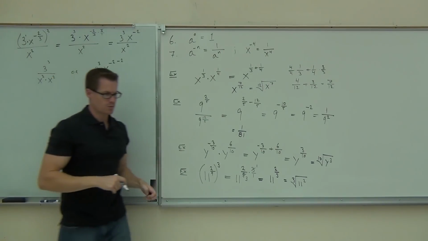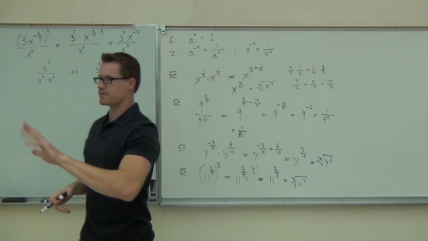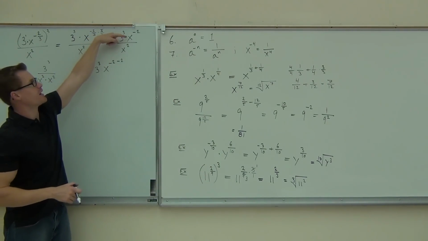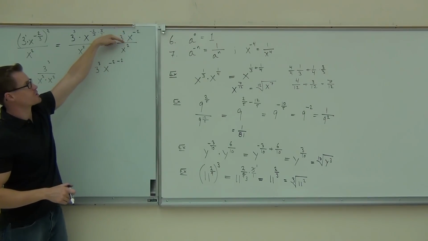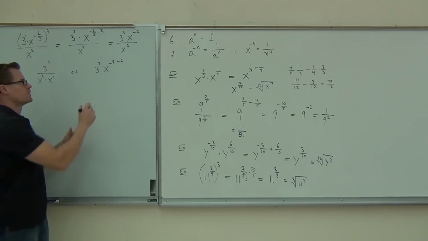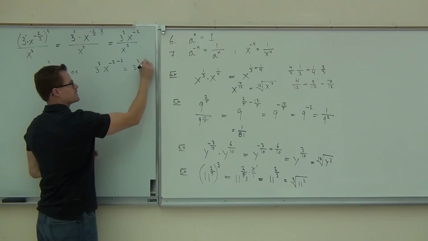What was that rule? That's rule number 5, you're right. That'd be rule number 5. It said you have common bases being divided, you subtract top exponent minus bottom exponent. How much is negative 2 minus 2? 3 cubed x to the negative 4.